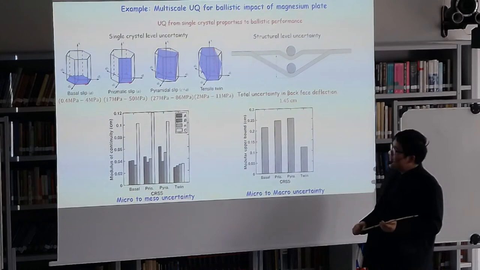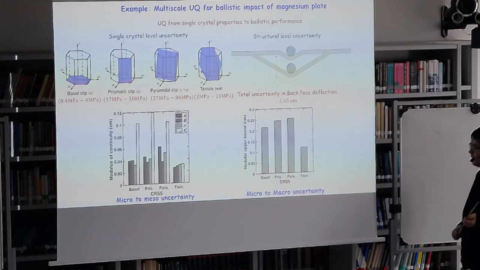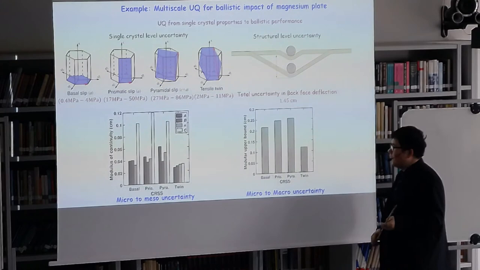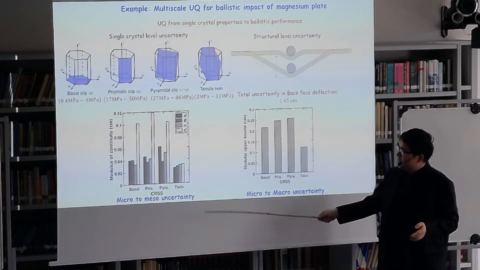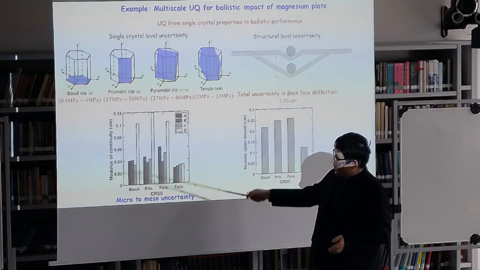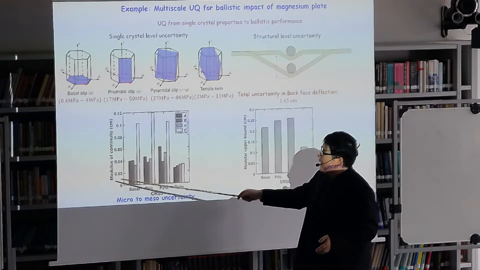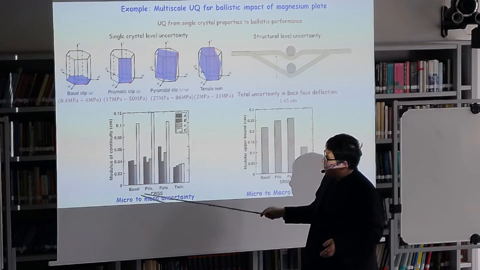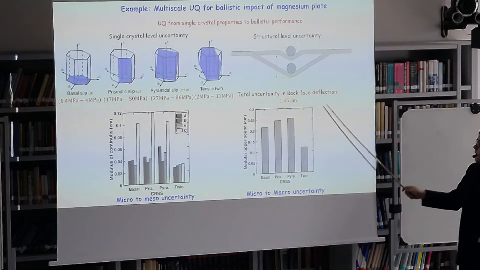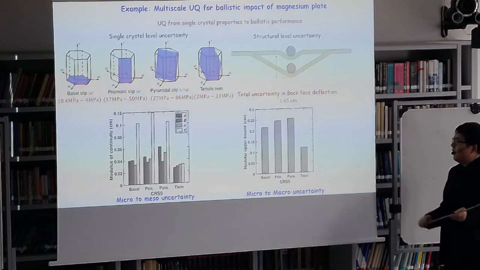In addition to that, thanks to the way that we decompose the problem, it is also possible to rank the effect of the propagation of uncertainties throughout these length scales. For example, this is how the uncertainties propagate from micro to meso. This modulus of continuity you can think of as an effect of how much each micro feature will affect meso features. Similarly, we can construct another map ranking the effect of microscale uncertainties on the macro scale, basically the global performance.